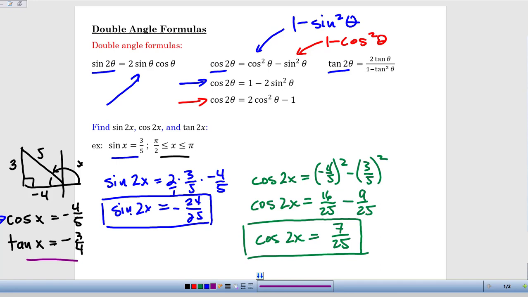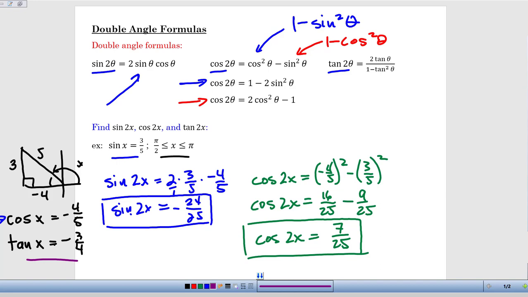And then lastly, we've got the tangent of the double angle that we have to find. Now, the identity for the tangent double angle is a little bit burdensome because we've got that fraction component to it. So 2 times the tangent of theta, we'd have 2 times negative 3/4 in the top. We'd have 1 minus negative 3/4 squared on the bottom. So there's a lot to have to keep track of.